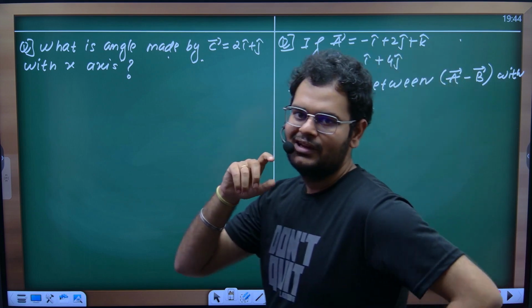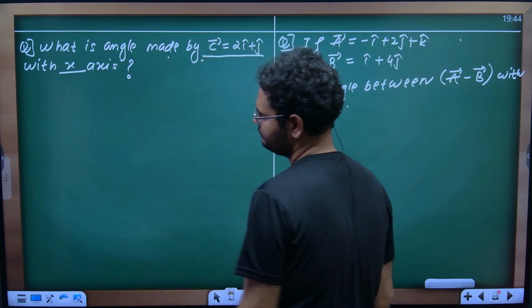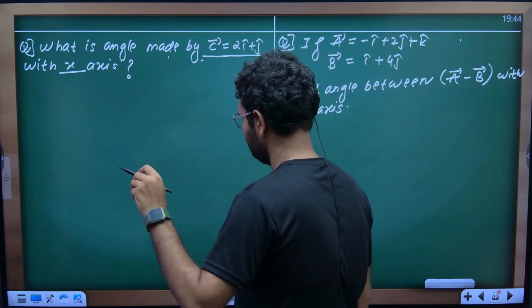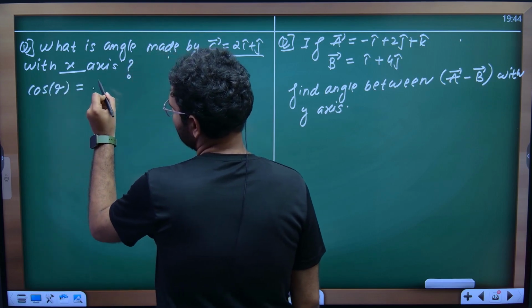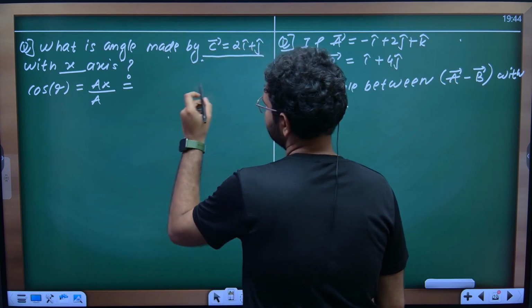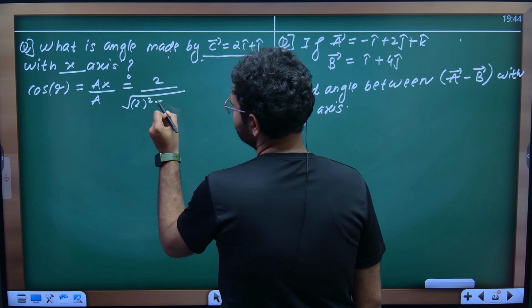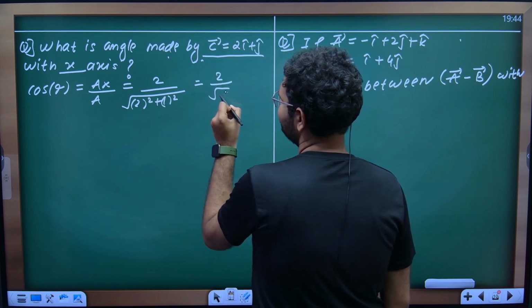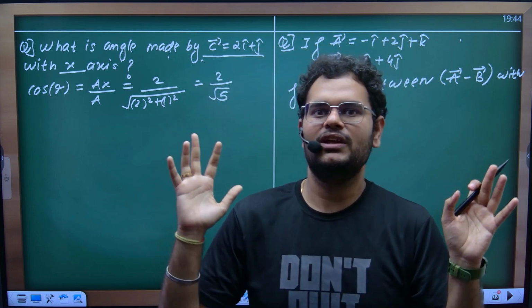Another question. How to find the angle of this vector with the x-axis? Just now I told you. If you are good at direction cosines, I can directly write cos alpha is equal to ax upon a, and ax is 2, upon the magnitude, which is under root of 2 square plus 1 square. How much is this? 2 by root 5. This is by the direction cosine formula, but for God's sake, if in the exam you forgot that formula, then what will you do?